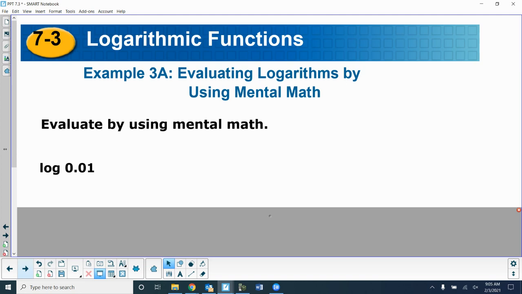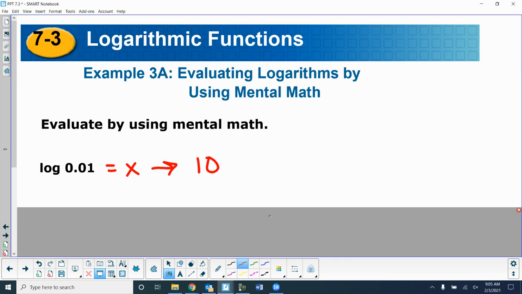So what's the base? 10, right? Now they want us to do it without a calculator. So let me show you. Here's what I do too. I always write this to start. So what's the base that we don't see? 10. What's the exponent?